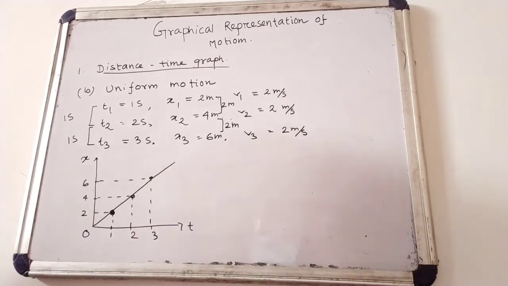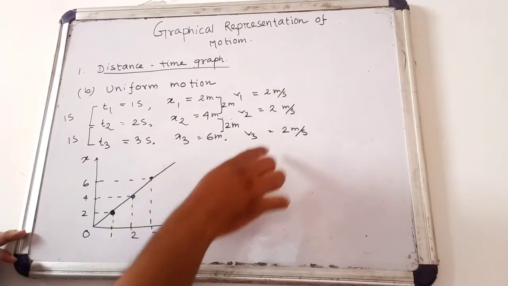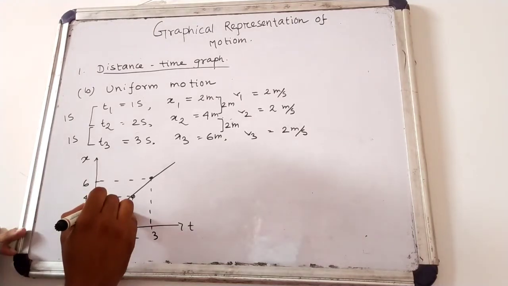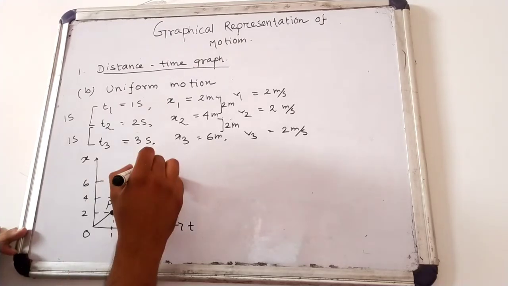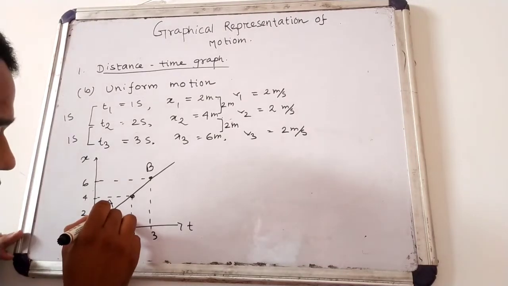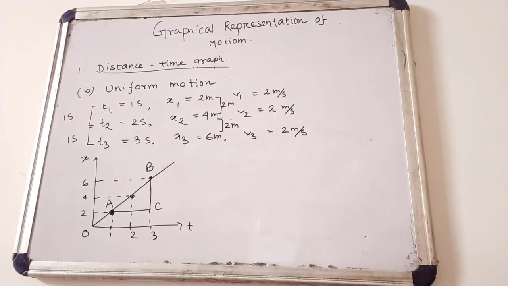Now from this graph we can calculate the velocity of the object. From this data we know that the object is moving with a velocity of 2 meter per second. But from this graph also we can calculate this value, 2 meter per second. So how can we calculate it? Suppose we take any 2 points here, A and B. Now if we join them, it will make a triangle. ACB will be a right angle triangle.